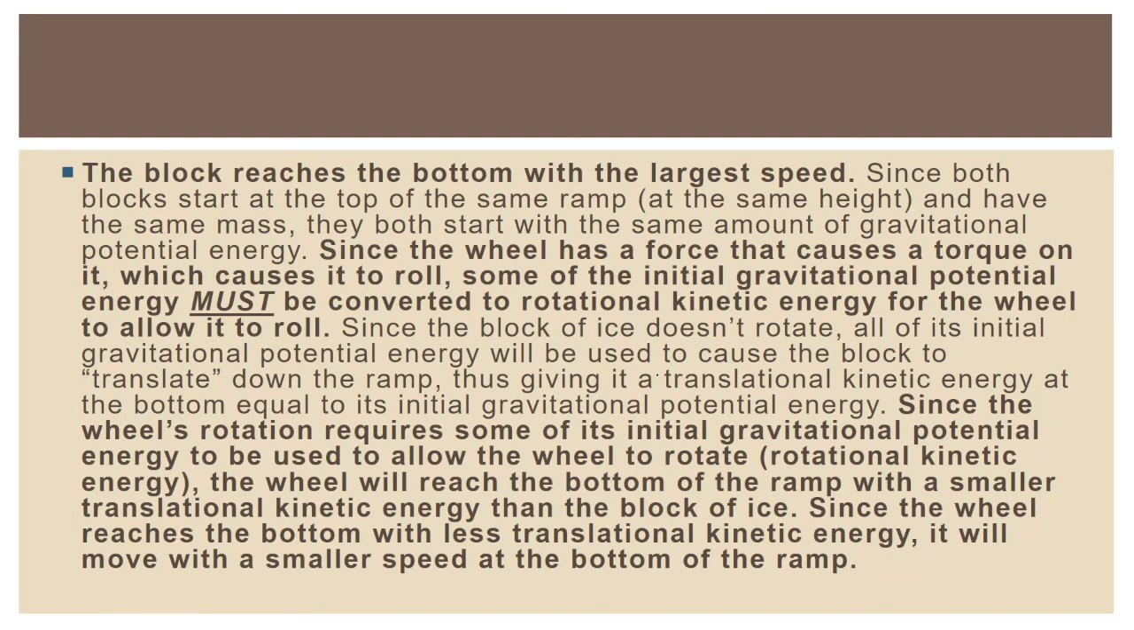Since the wheel's rotation requires some of its initial gravitational potential energy to be used to allow the wheel to rotate, rotational kinetic energy, the wheel will reach the bottom of the ramp with a smaller translational kinetic energy than the block of ice. Since the wheel reaches the bottom with less translational kinetic energy, it will move with a smaller speed at the bottom of the ramp. Take a second to pause this video here and write that down, adding any parts of this that may be missing from your own explanation. When you hit play, we'll look at the scoring guide.